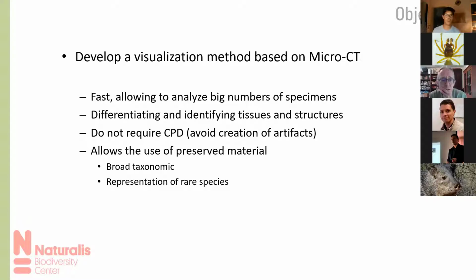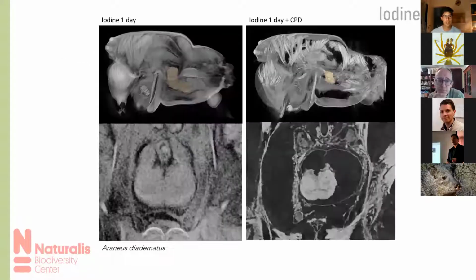because of two main points. One, that it avoids the creation of artifacts, and also because it would allow us to use legacy material from collections, giving us the opportunity to broaden our taxonomic sampling and also to represent rare species. So we tested first the application of the protocol I mentioned before, based on iodine, on a series of Araneus diadematus specimens.